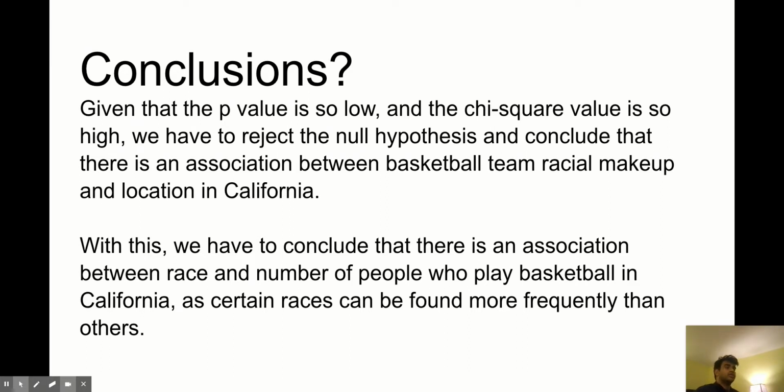high, we have to reject the null hypothesis and conclude that there is an association between basketball team racial makeup and location in California, which is basically saying that one race is more probable to play basketball than the other, which is in this case white. And with this, we have to conclude that there is an association between race and the number of people who play basketball in California.